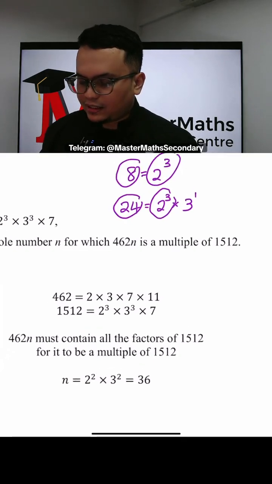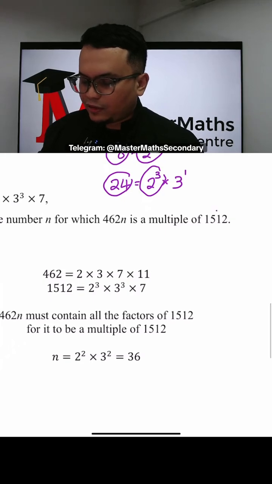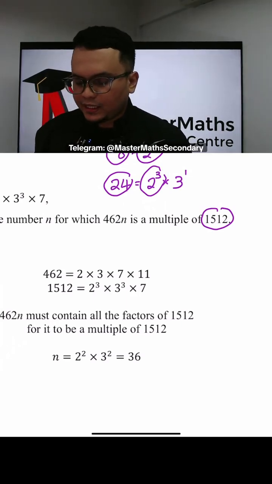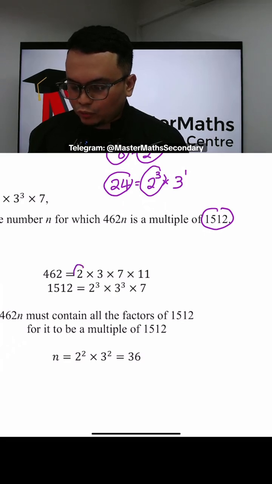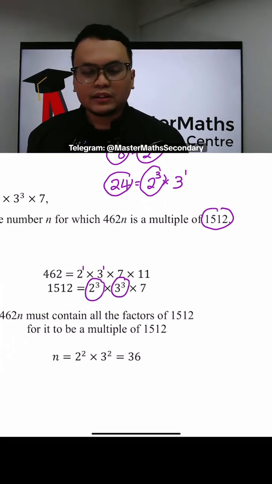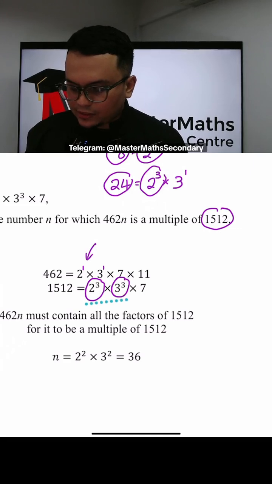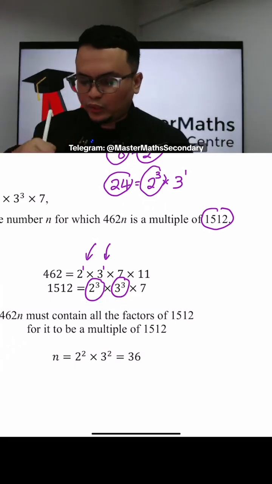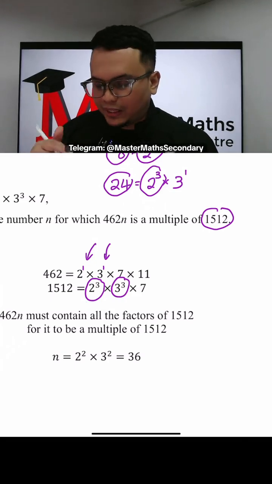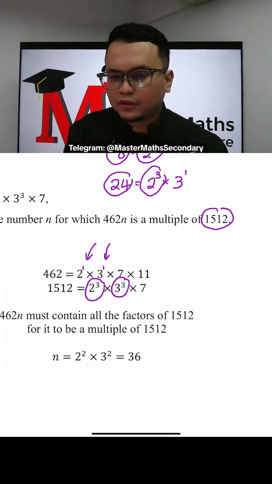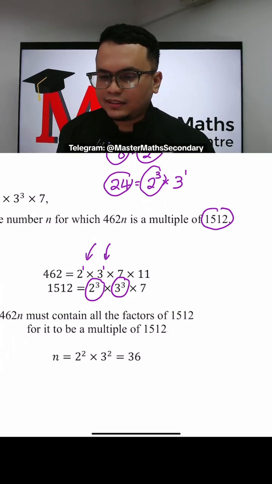So same idea here. For it to be a multiple of 1512, the factors of 1512 must be inside 462n. As of now we have a problem because there's only 2 power 1 and 3 power 1 here, whereas for 1512 there's 2 power 3 and 3 power 3. So I need to raise these powers to at least 3, so that we have 2 power 3 and 3 power 3 within 462n, so that it becomes a multiple of 1512. You okay so far, Danish? Can understand this?